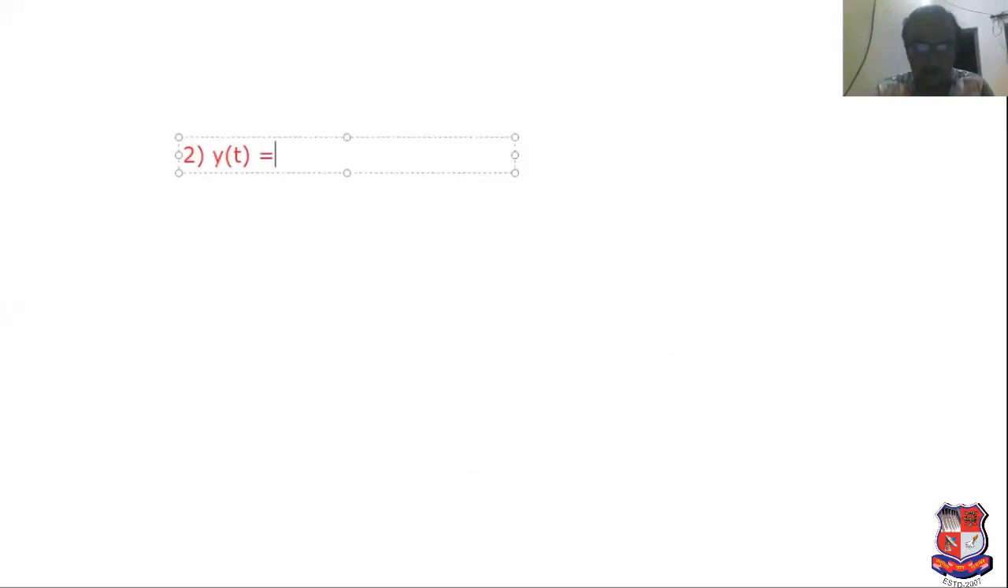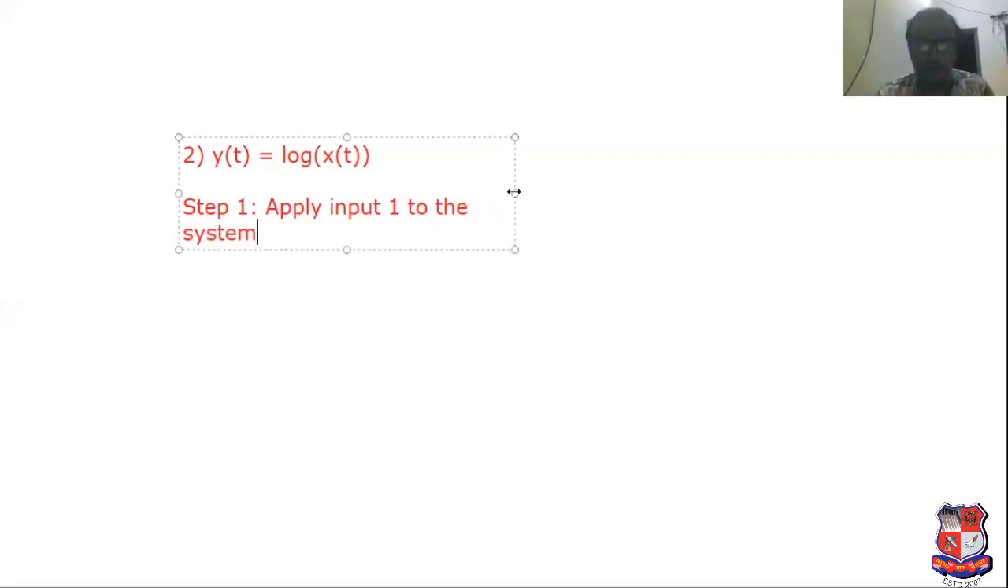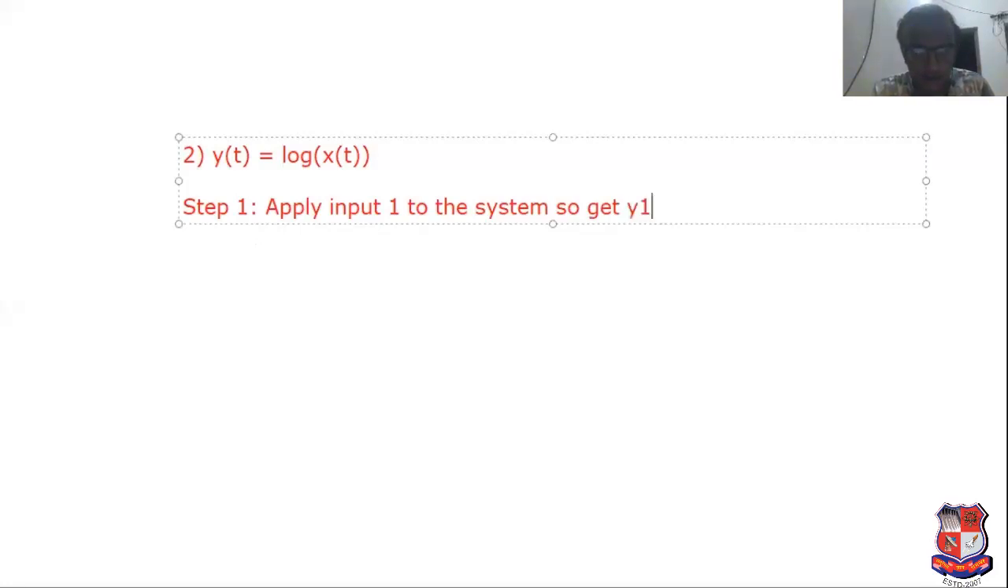y of t equal to log of the modulus of x of t. So step 1, apply input 1 to the system. y1 of t equal to log modulus x1 of t.